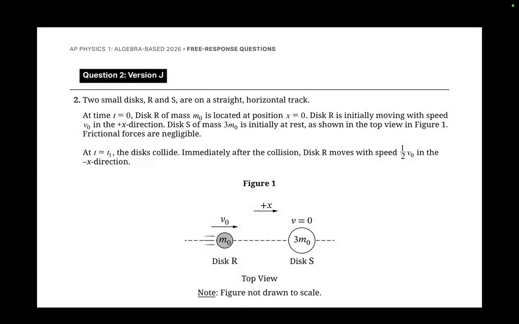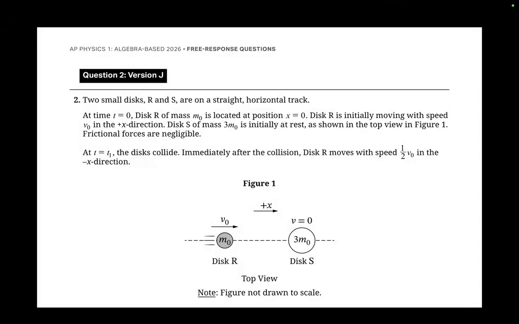All right. Now we're going to be looking at question 2 on the 2026 AP Physics 1 exam. Here we have two small disks, R and S, on a horizontal track. At time t equals 0, disk R, mass m naught, is located at position x equals 0 and is initially moving at speed v naught in the positive x direction. Disk S, which has a mass of 3 m naught, is initially not moving, as shown in figure 1. Friction is negligible. Perfect. Okay.